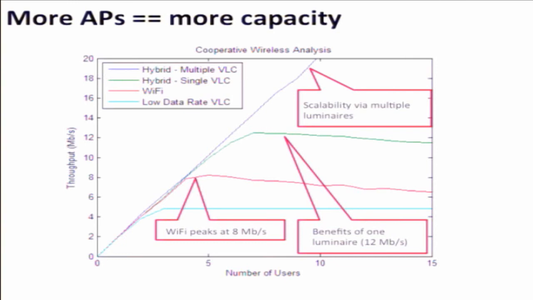This is an old curve just showing that this kind of system is scalable. If you want more support, more users with additional capacity, you just add more access points. And if they're properly distributed in your space, and that can be the case because we can't all occupy the same volume, lights tend to be spread out in a space, then we can get additional capacity.